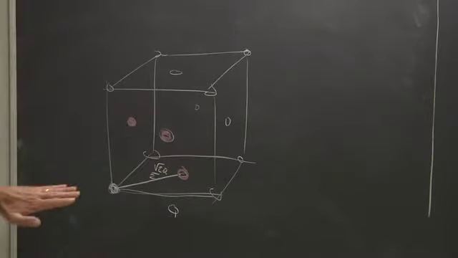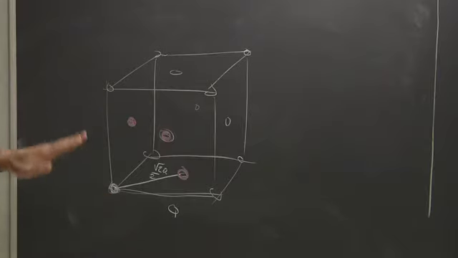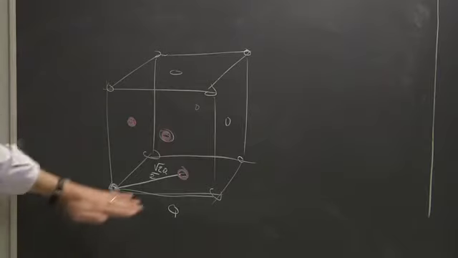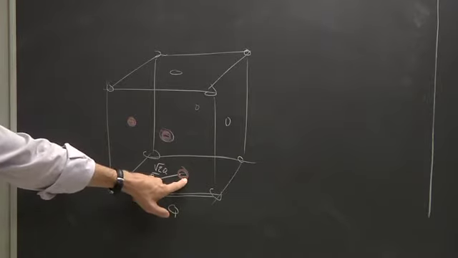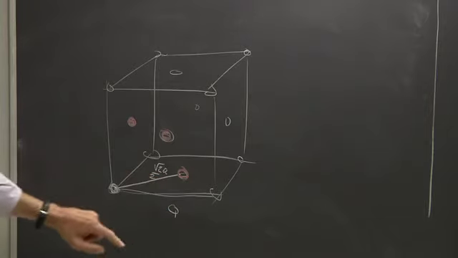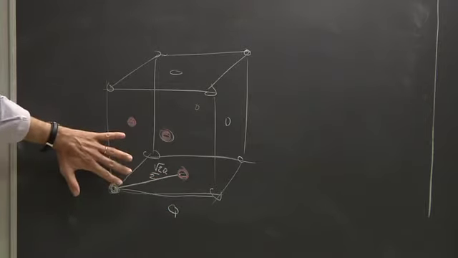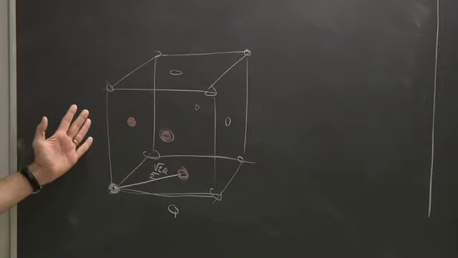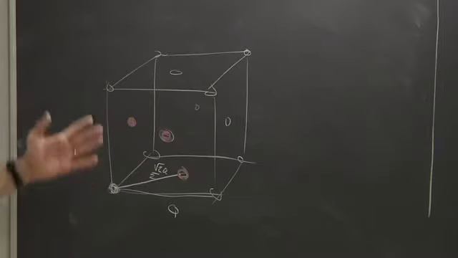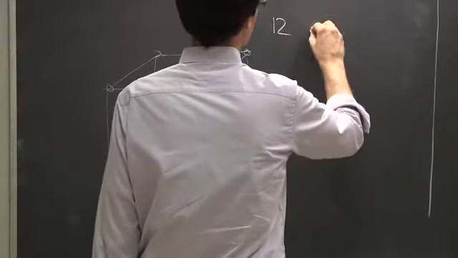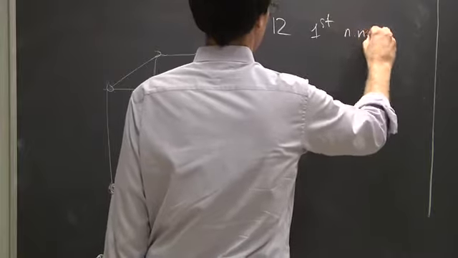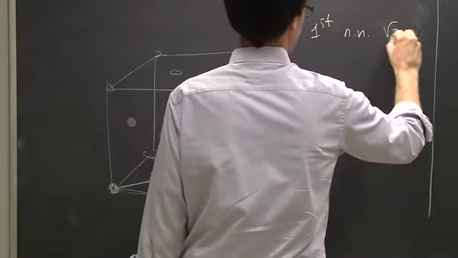In fact, I can consider, once again, like I did before, the basal plane here, the xy plane, and how many red points do I have in that plane? 4. What about the xz plane? 4. YZ, 4. Right? So in each plane, I will be able to identify 4 points along the diagonals. So it's a total of 12. So FCC has 12 first nearest neighbors, and they are located at square root 2 over 2A.